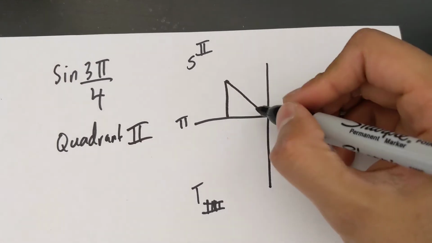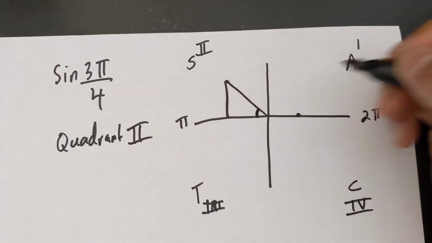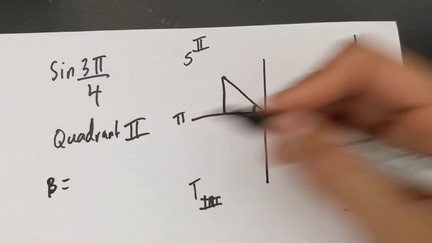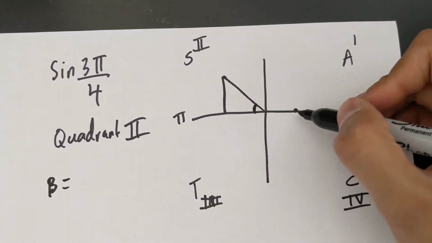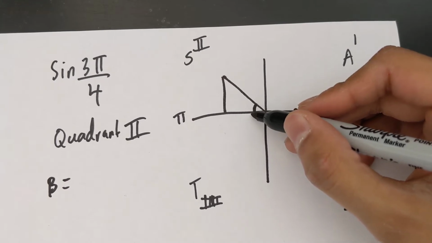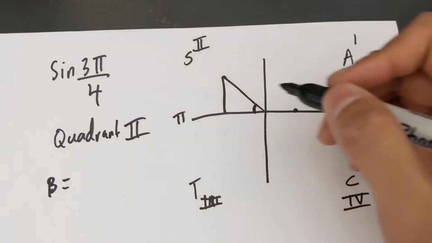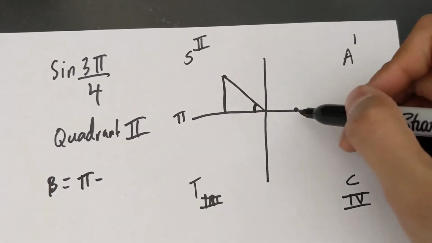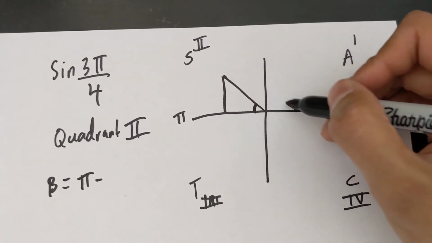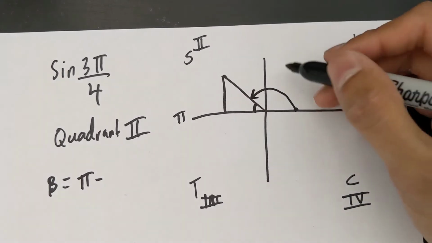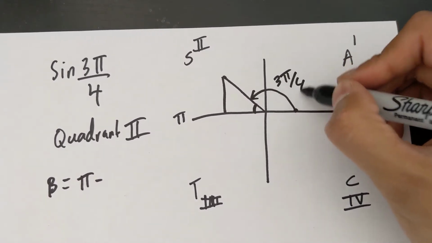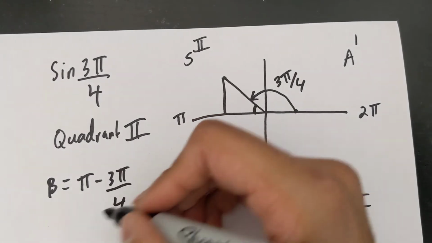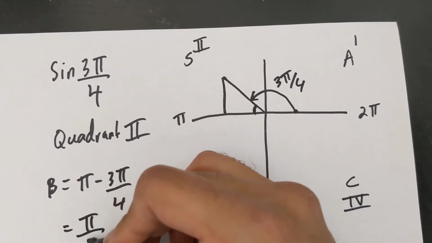Okay, next we want to find the related acute angle, which is this small angle right over there. So if I want to find beta, this small angle is basically the whole angle, which is pi minus the small angle. So pi minus, basically I know that this angle right there is 3 pi over 4. So beta is pi minus 3 pi over 4, which is just pi over 4.